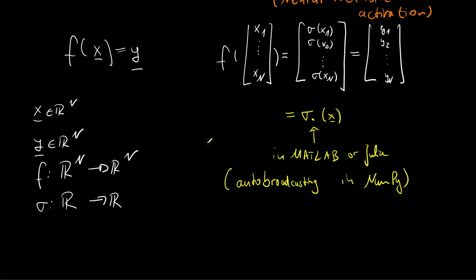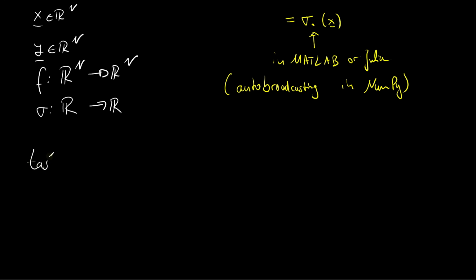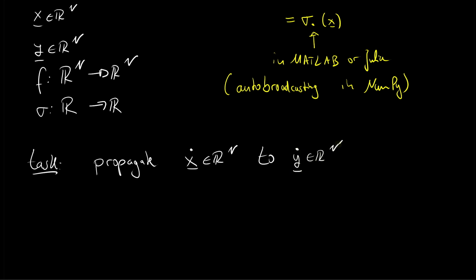And now we want to define the push-forward or JVP rule because we want to do forward mode automatic differentiation. This is nothing you would typically do with neural networks, but is still an interesting insight and can be used for some other applications. So the task in the push-forward or in forward mode automatic differentiation is to propagate tangent information on the input, so an x dot, which will be another n-dimensional vector, to a tangent on the output, and let's denote that with y dot, which is also an n-dimensional vector.